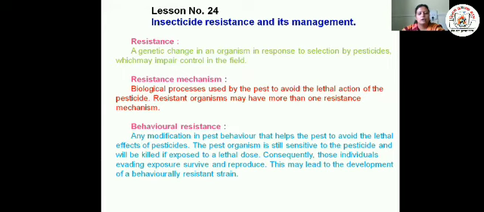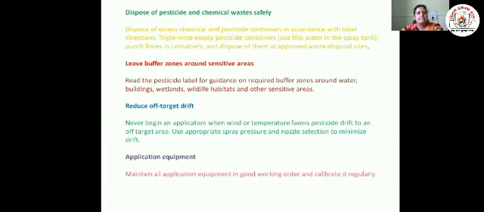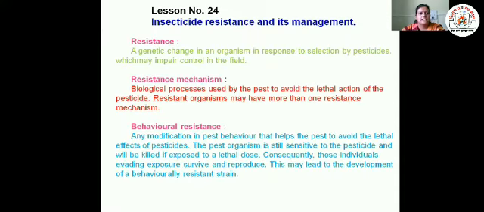This is about the fate of pesticides or insecticides in soil and plant. Next is insecticide resistance and its management. Resistance is a genetic change in an organism in response to selection by the pesticides, which may impair control in the field. This is known as resistance. Next is the resistance mechanism, the biological process used by the pest to avoid the lethal action of the pesticide. And a resistant organism may have more than one resistance mechanism.